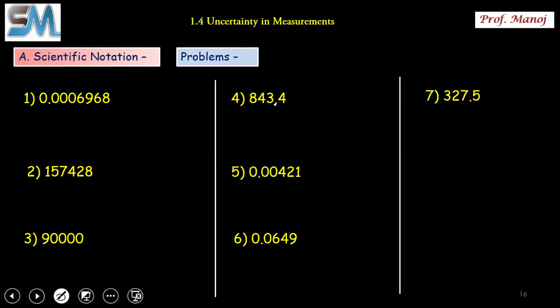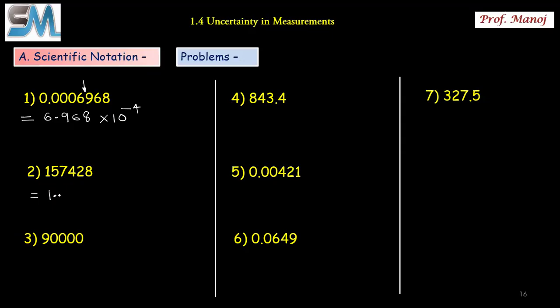So let us practice a few numbers of this system. Here we want the decimal point over here. So it's going to be 6.968 into 10 raised to... We have shifted it 1, 2, 3 and 4. So this becomes 10 raised to how much? Minus 4. We have shifted the decimal point to the right hand side.